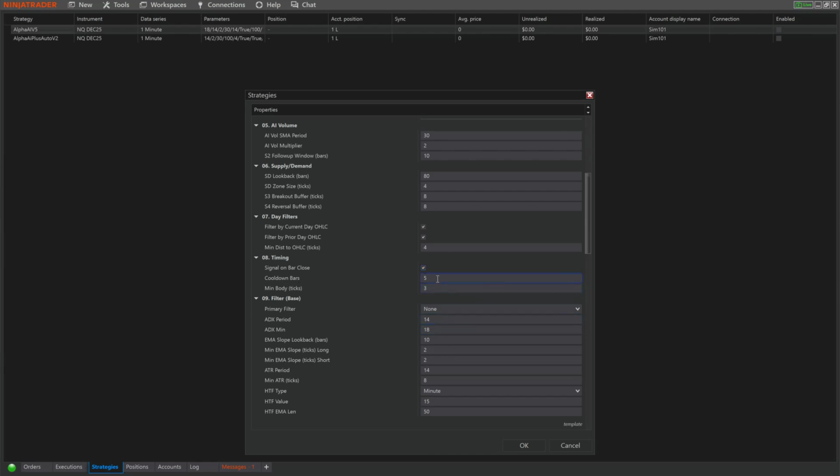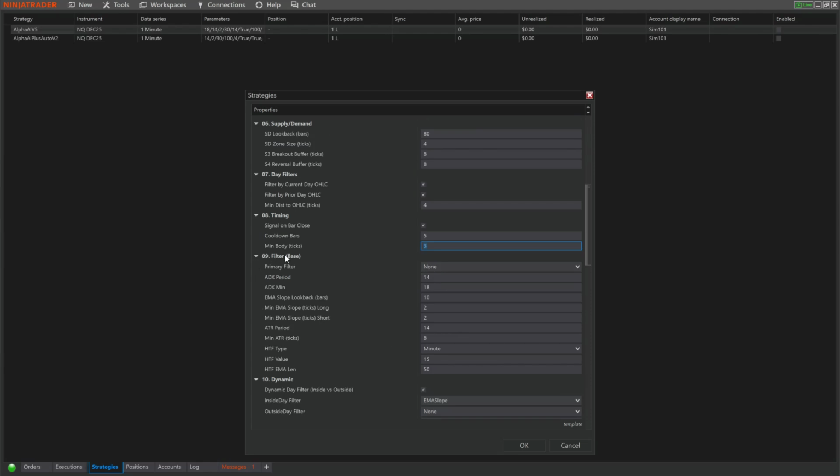And then you have cool down bars, which is how many bars, if you have a signal, the system will cool down and not look for any trades until this bar count has finished. And keep in mind also, the bot will not take trades if it's in a trade, just to let you know. The bot will take a trade only if it is flat. That's it. No trades unless it's flat. And then this is the minimum body ticks, which means if we have a very small bar, like 3 ticks or less, we will not consider a trade.